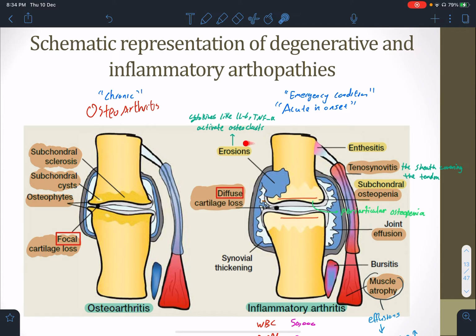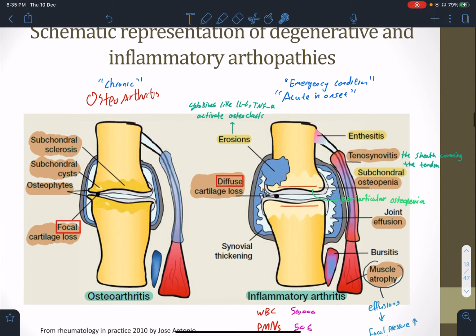You might have erosions, for example if someone has osteomyelitis and it's been going deeper into the bones, and you'll notice some enthesitis and tenosynovitis, subchondral osteopenia, joint effusions. Effusions are more noticed in septic arthritis and osteomyelitis and other types of inflammatory arthritis. But here in osteoarthritis it's not commonly found. Muscle atrophy will be because of effusions.